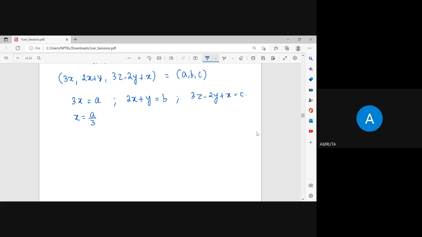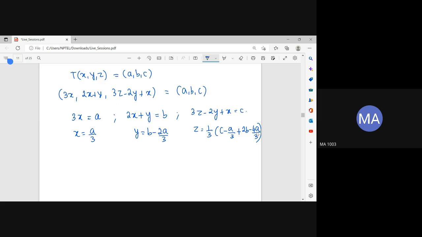x is equal to a by 3. y is equal to b minus 2x, so b minus 2a by 3. z is equal to 1 by 3 into c minus x plus 2y, which is 2b minus 4a by 3. When we simplify, we'll get something. So have I found x, y, z? Yeah, in terms of a, b, c. I just put T of this x, this y, and this z, and I'm going to get a, b, c as the output. Agree? So we'll write the solution.